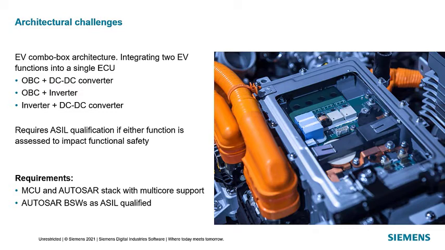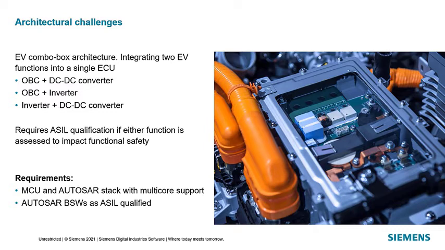Combo box can be implemented in multiple ways. I have listed a few of them here: OBC plus DC-DC converter, OBC plus an inverter, inverter plus a DC-DC converter. In some cases, architecture may require functions in different ASIL, like OBC in ASIL B and inverter in ASIL D.